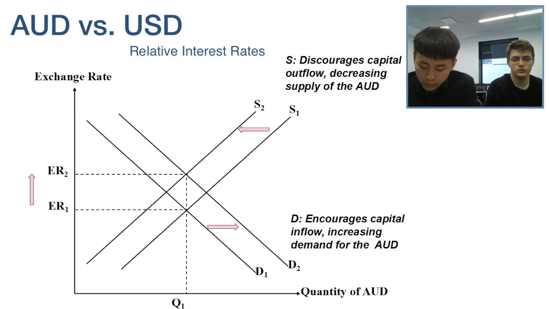On the other hand, the residents in Australia would save their money in their own banks because the interest rate is higher than in other countries, which discourages capital outflow, and the supply of the AUD will decrease. As a result, the exchange rate of the Australian dollar will go up.